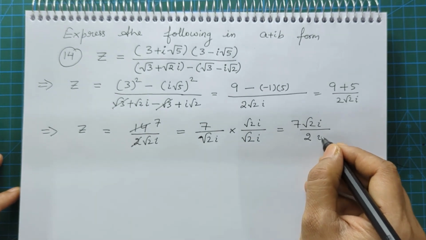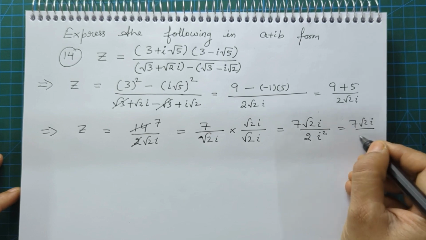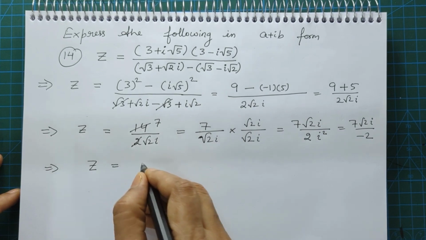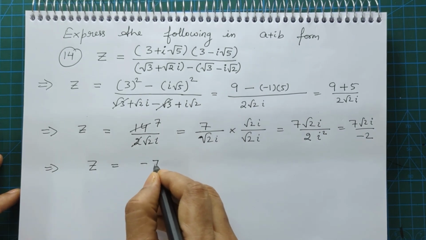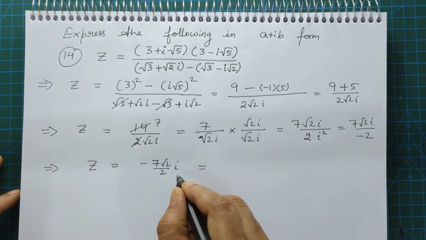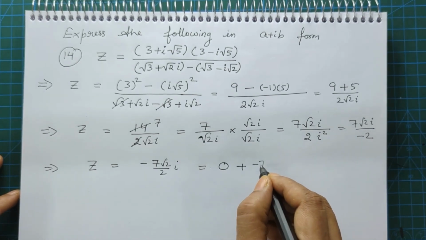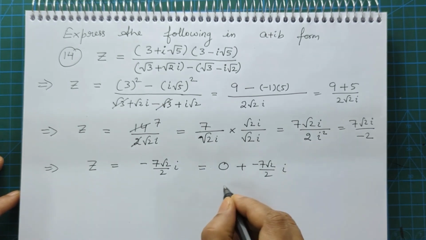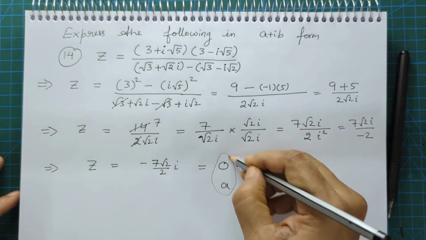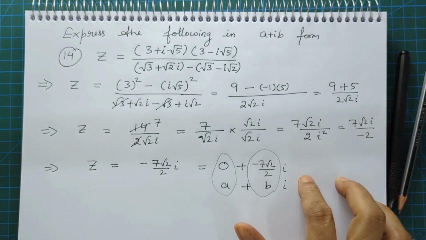i into i is i square. i square is negative 1. 7 root 2i by negative 2. Finally, the given complex number on simplification turns out to be negative 7 root 2 by 2i. Writing this in standard form, since the real part doesn't exist, the real part is 0 plus negative 7 root 2 by 2i. This is in the form of a plus ib. So a is 0 and b is negative 7 root 2 by 2. So this is written in standard form.